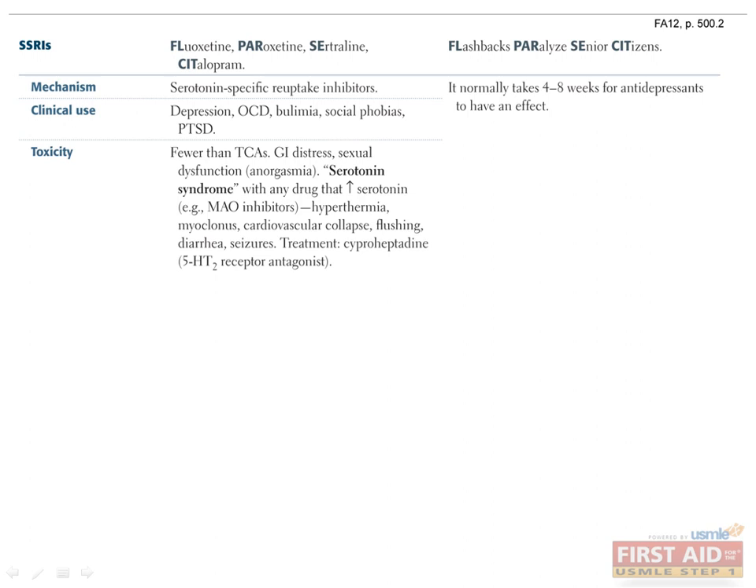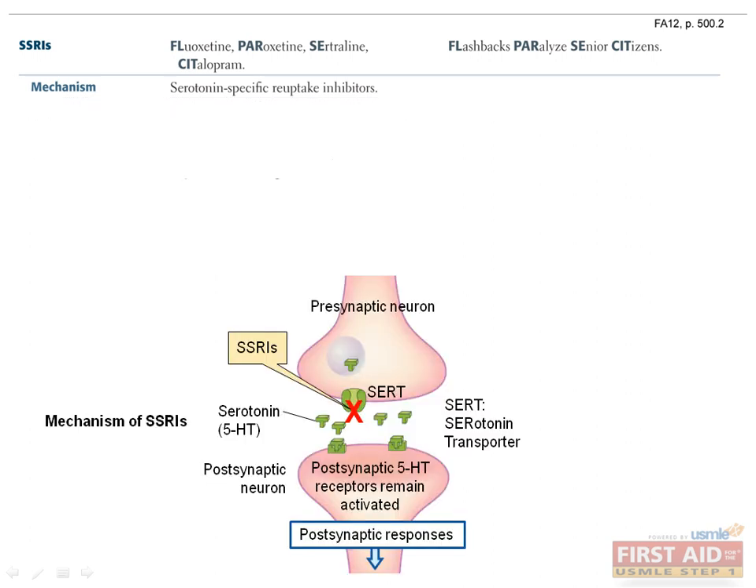The next drug class is among the most high-yield drug classes you'll need to learn for the boards. SSRIs, or selective serotonin reuptake inhibitors, include fluoxetine, paroxetine, sertraline, and citalopram. The mnemonic that those of us on the first aid team came up with to remember these was Flashbacks Paralyze Senior Citizens, a reference to their use in post-traumatic stress disorder. As you might guess from the name, they block reuptake and recycling of 5-HT or serotonin at the bouton.